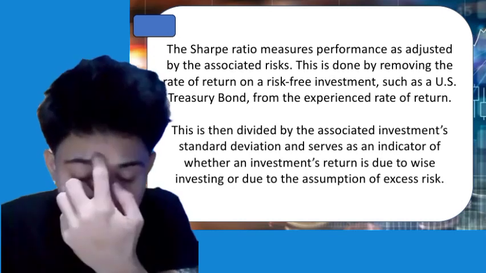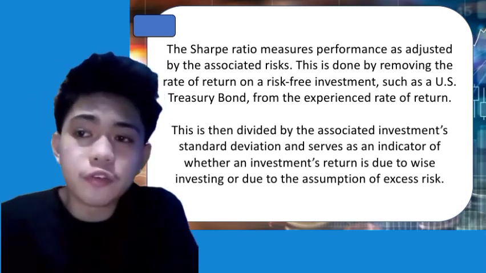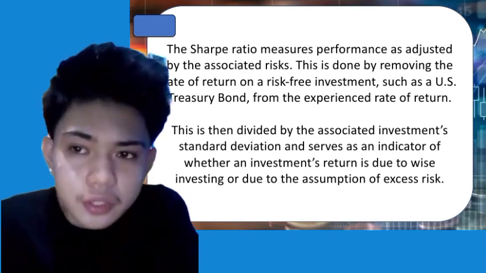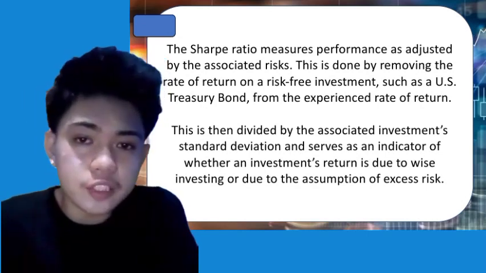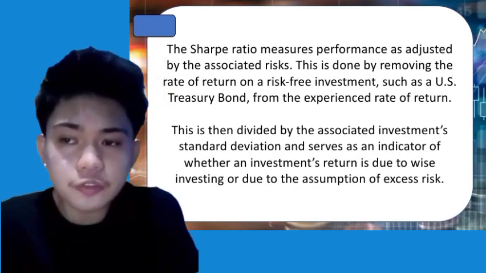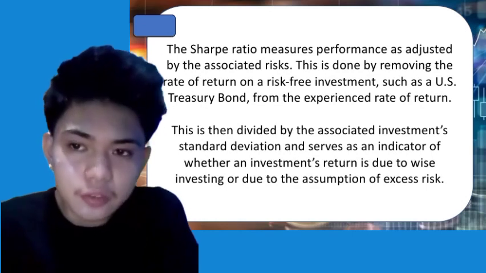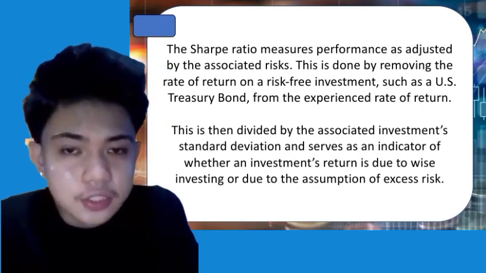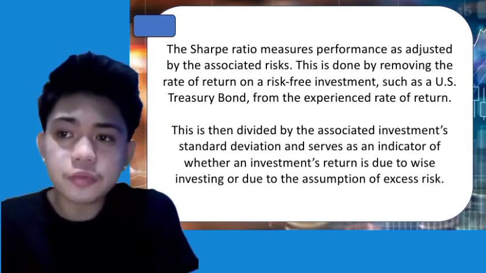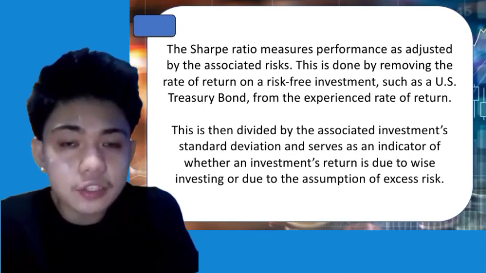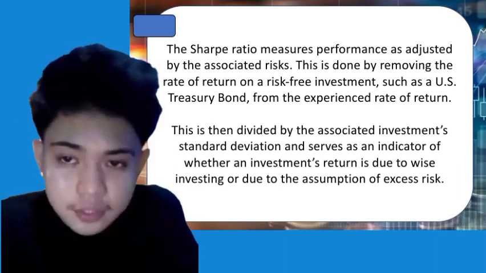Number 1, return of investment or return of portfolio. This is the average or expected return of the investment. Number 2, risk-free rate. This is the return of a risk-free investment such as a government bond. The difference between the investment return and the risk-free rate is known as the excess return.